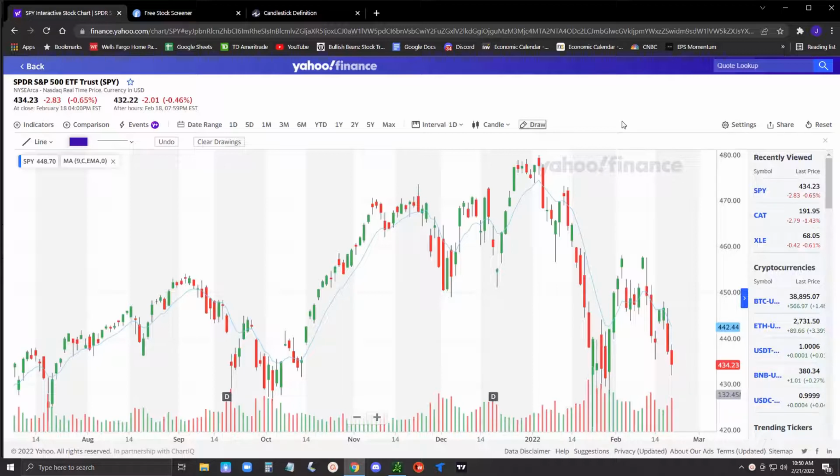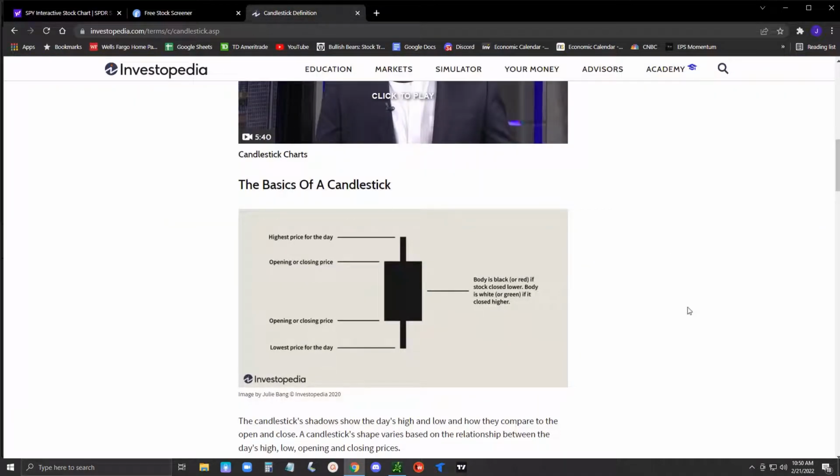I showed you a Japanese candlestick chart like this one, but we didn't really talk about the basics of candlesticks. So I'd like to start there, because that's critical to the next strategy that I want to show you, that you at least understand the very basics of what these candles are. So let's go over here to Investopedia, and they have just a simple drawing here that explains the parts of a candlestick and how you would read it.